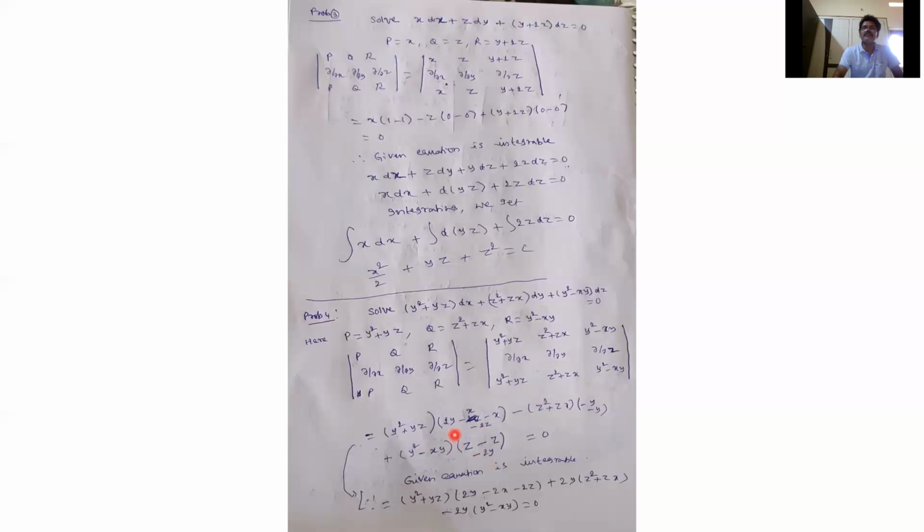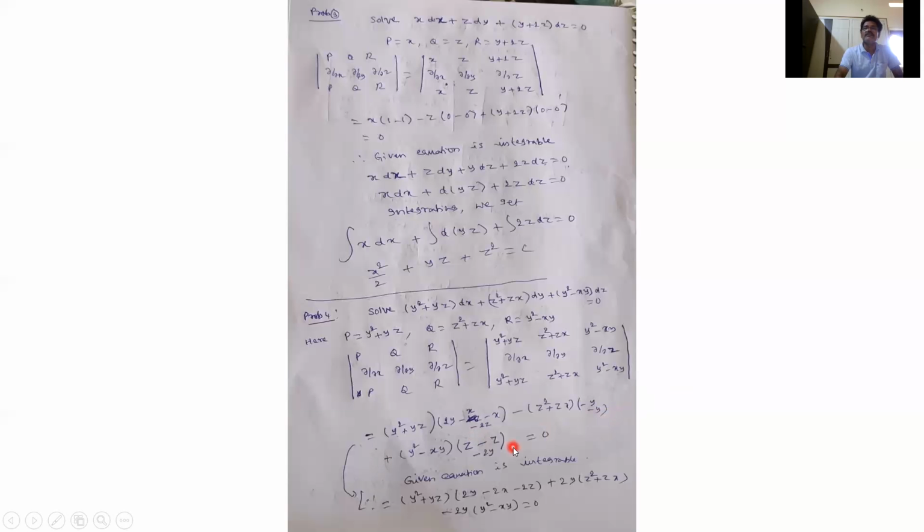To simplify, we get 0. You observe here y square into 2y cube; here we get minus 2y into y square, and it will be cancelled. Then minus 2z y square and plus 2z y square will be cancelled. Then minus xy square and minus xy square are also cancelled. And minus 2y z square and plus 2y z square cancel.